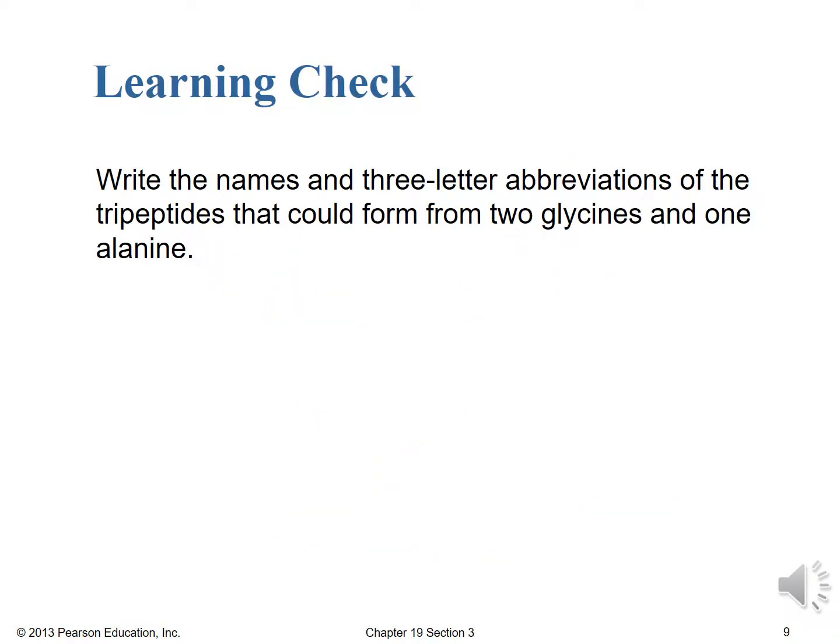Okay, so let's see how well you're getting all this. In this learning check, you're asked to write the names and 3-letter abbreviations of the tripeptides that could form from 2 glycines and 1 alanine. Be careful that they're unique. You can form at least 2 different possibilities, right? So go ahead and see what you can make from those residues, and stop the video while you do that, and then start it back up when you're ready to check your work. Good luck.